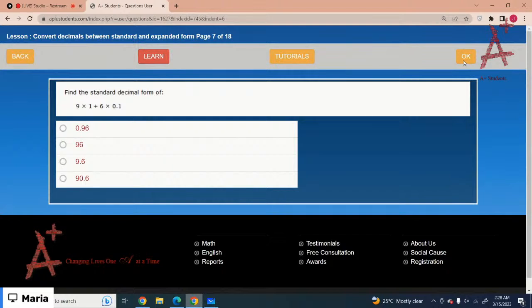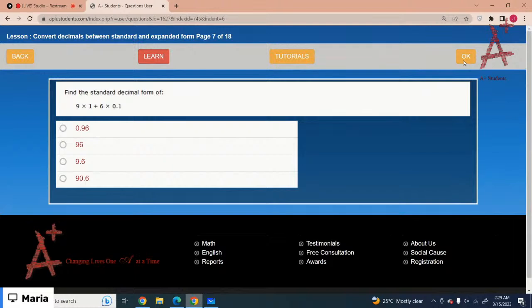9 times 1, you don't have any decimal here. That means 9 is at the ones position. It is 9.6. Be careful, it is 9.6. You don't have any decimal. 9 times 1, simple. That means that is the digit that is at the ones position.